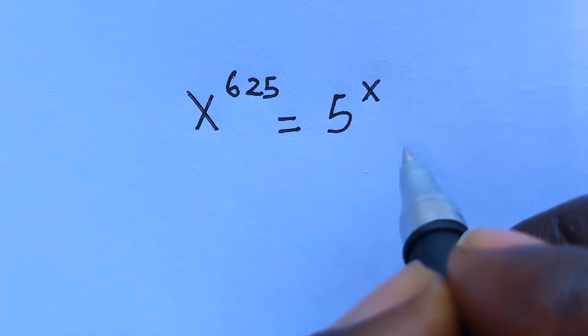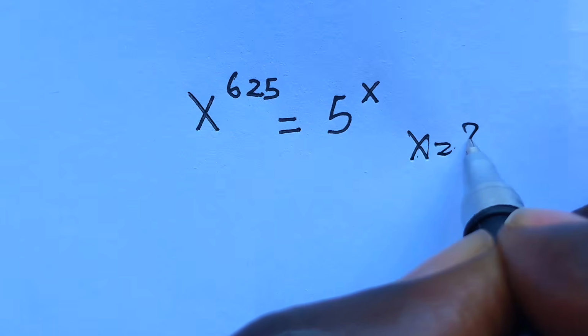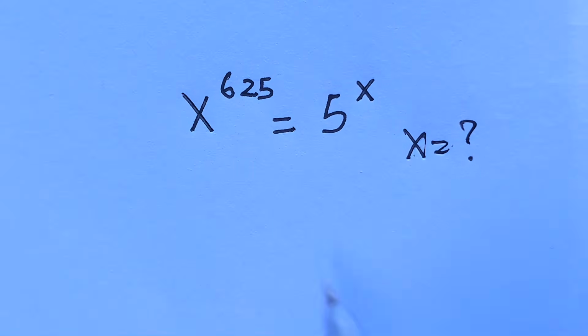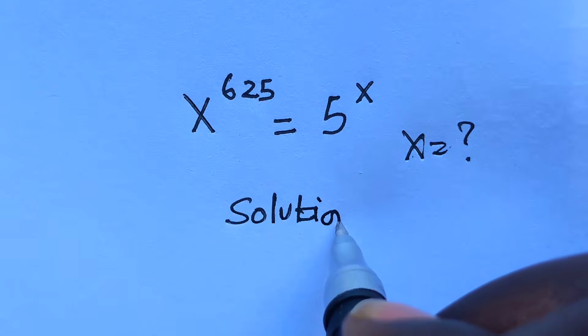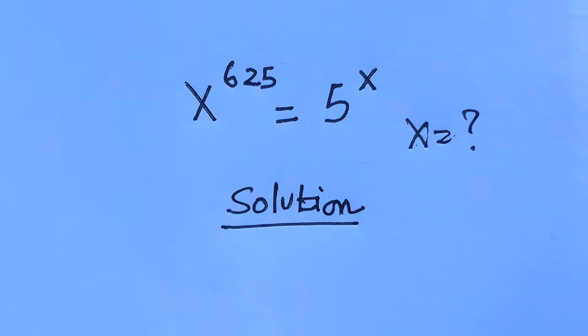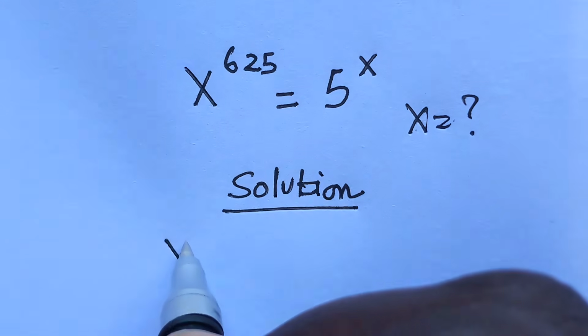Today's video has the question: x to the power 625 equals 5 to the power x, and we are supposed to find the value of x. So let's provide the solution very quickly. Here we have to copy what we have.